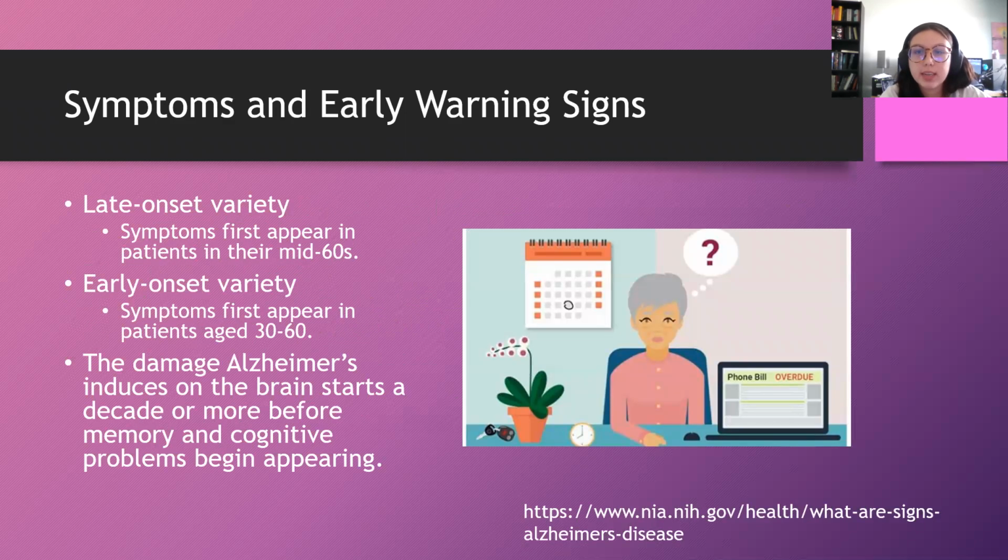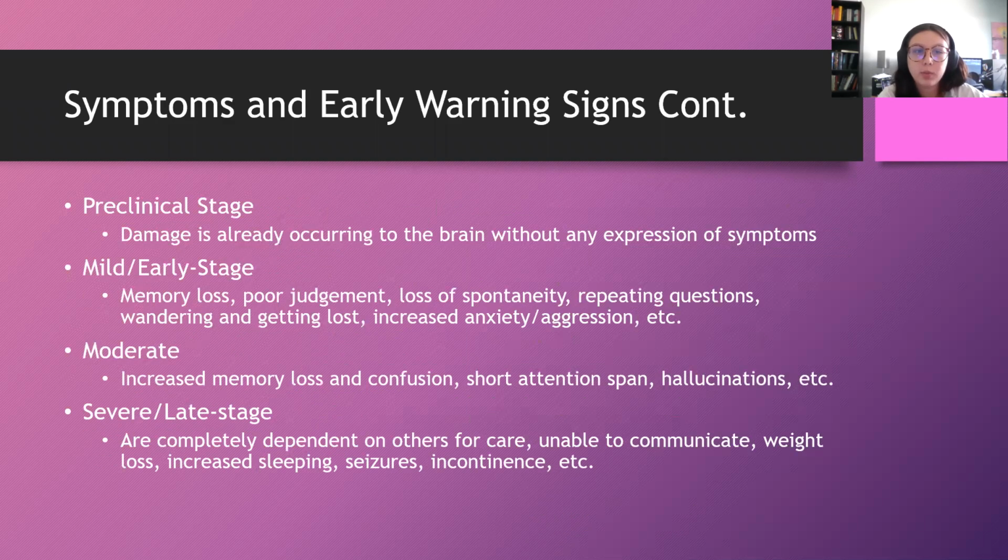Symptoms and early warning signs. With the late onset variety, symptoms can start appearing in their mid-60s. And with the early onset variety, which is much less common than the late onset, symptoms first appear in patients aged 30 to 60. However, Alzheimer's starts damaging your brain a decade or more before you start showing memory and cognitive problems.